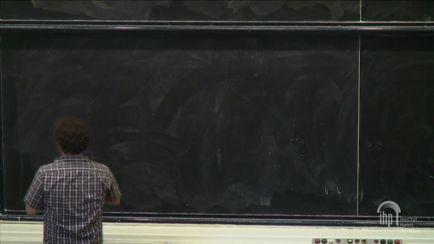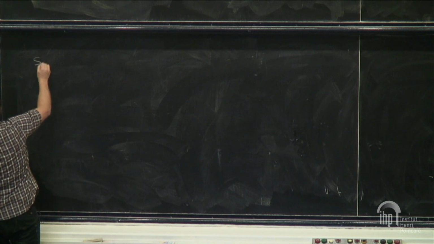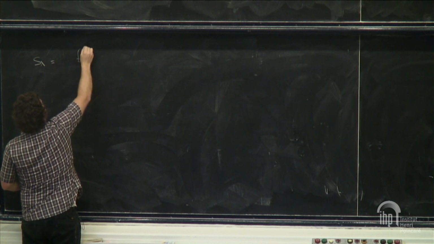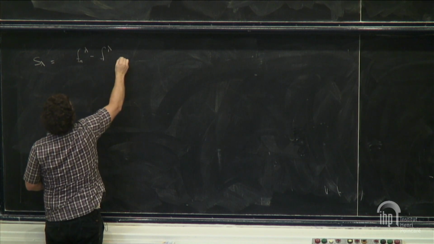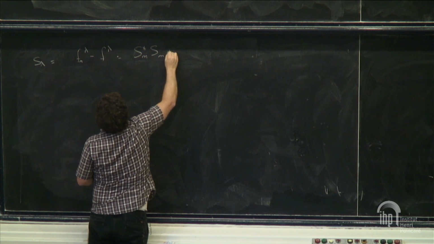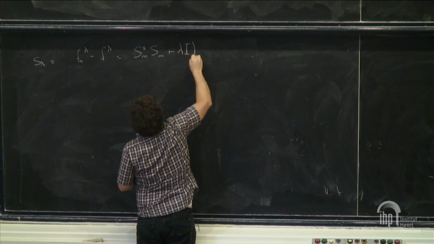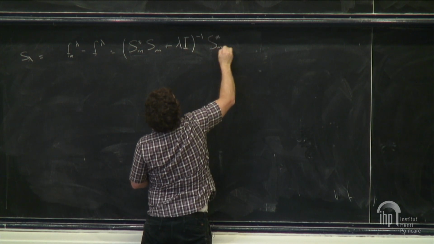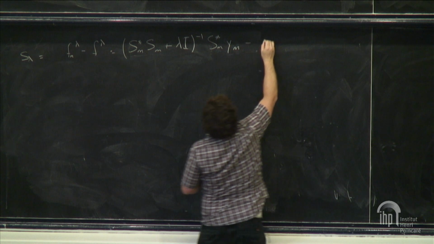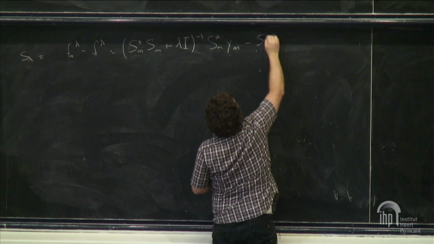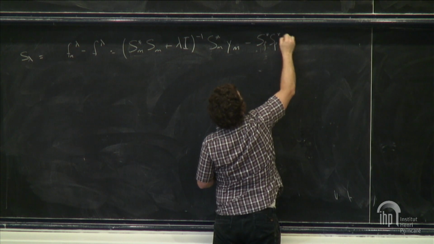So let's look at S lambda. S lambda is equal to Fn lambda minus F lambda, which means (S star n Sn plus lambda I) to the minus 1 S star n Yn minus S rho. There's going to be a lot of writing here.